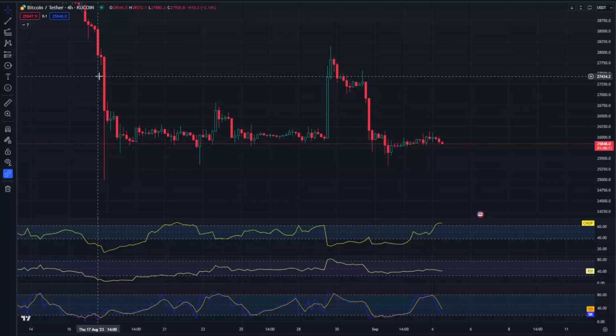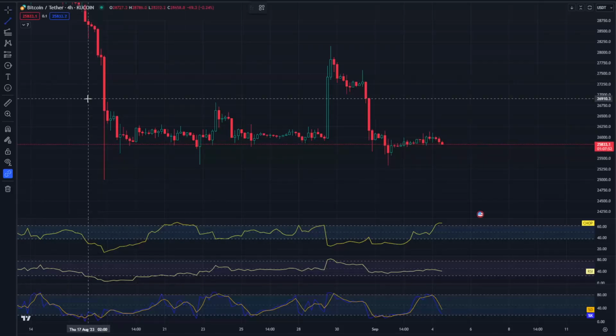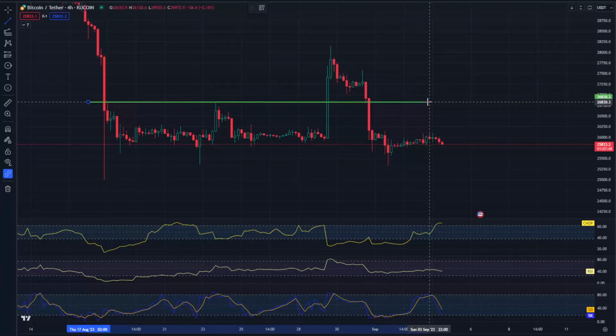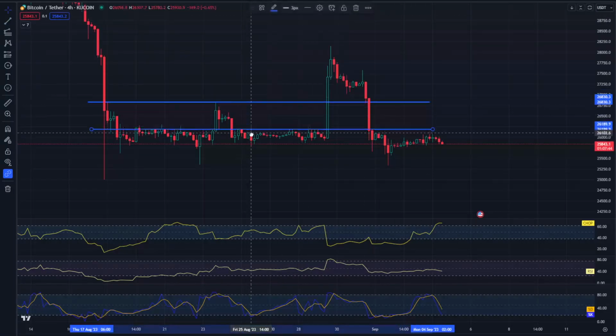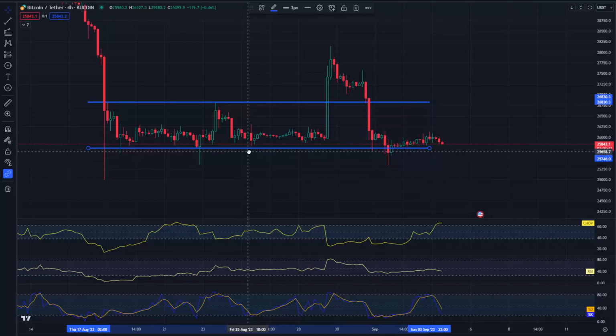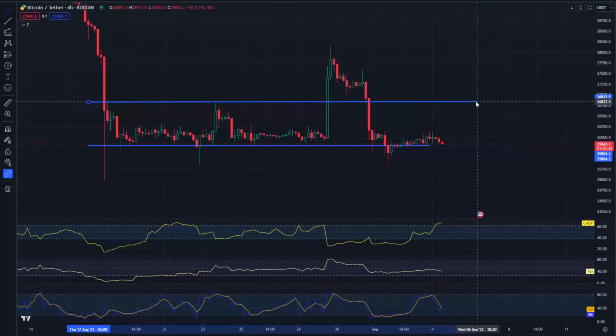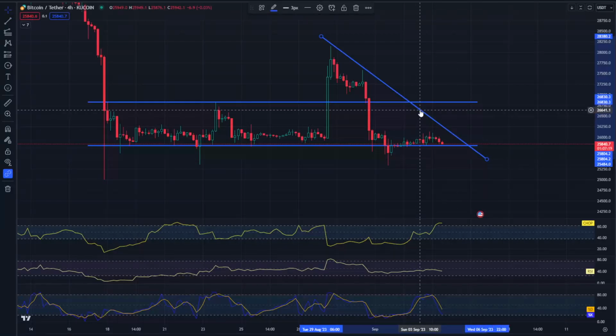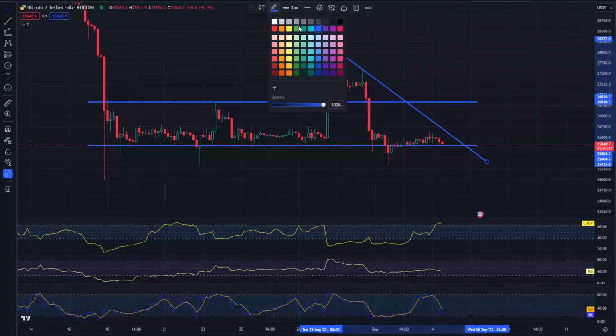Let's start by checking the current situation on the BTC pair to USDT, taking into account the 4-hour interval. First, we will use the blue lines to mark the sideways trend channel in which the price is moving. Despite an attempt to exit the indicated channel upwards, the price quickly returned to its previous level. Locally, using the yellow line, we can mark a downtrend under which the price remains.